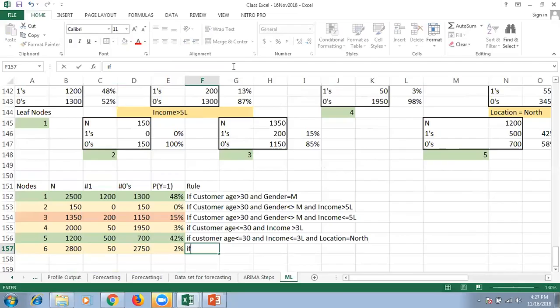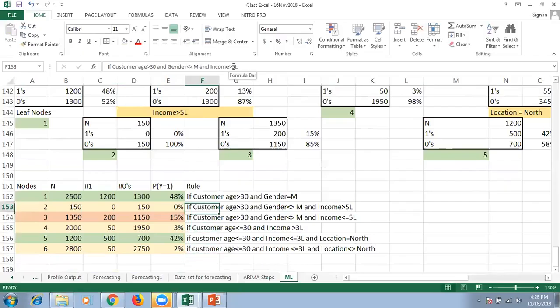Okay, so then what is this one? If customer age is less than or equal to 30 and income is less than or equal to 3 lakhs and location does not equal north. So even in other regions, customers with less income are also good customers. That's what it tells me.